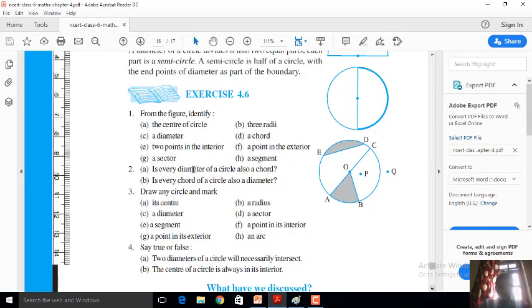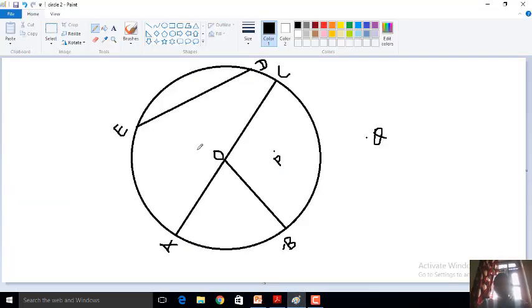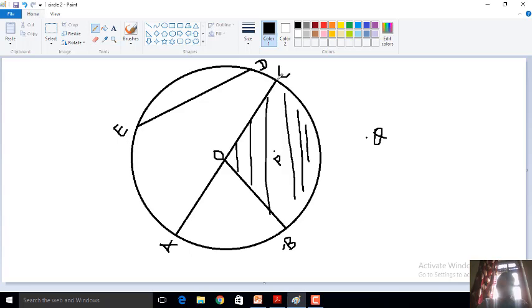Now a sector. So here we have this region. We can say that it is a sector of a circle because it is bounded by arc BC and two radii OB and OC. So we can say that this is an example of a sector of a circle. We can say that BOC here is the sector of the circle.